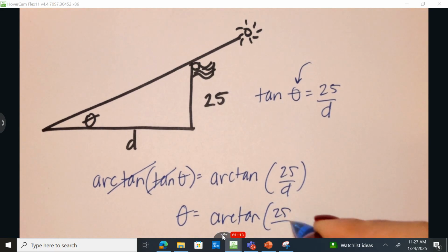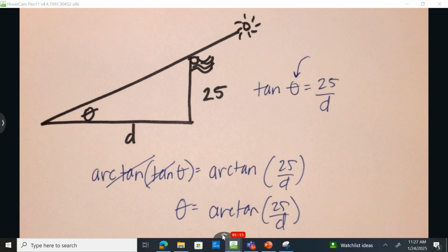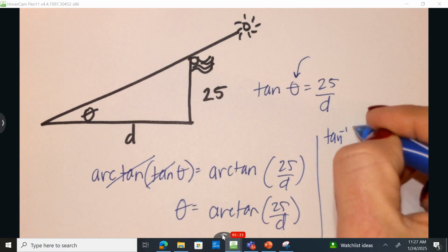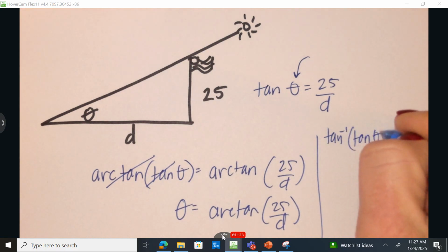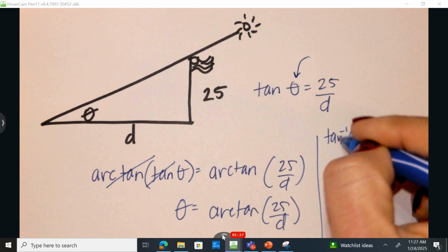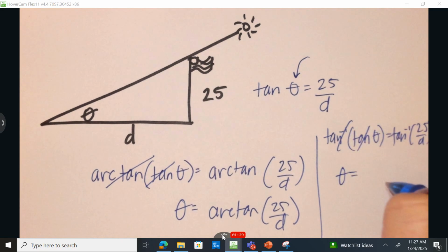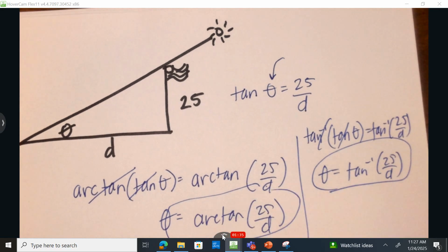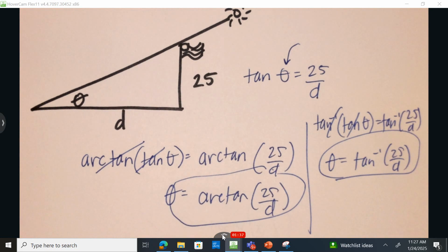But remember that arctangent is the same as the inverse tangent. So what else could I do? I could also represent it like this: inverse tan, and now I have theta equals the inverse tangent of 25 over d. Two ways to correctly represent the exact same thing.